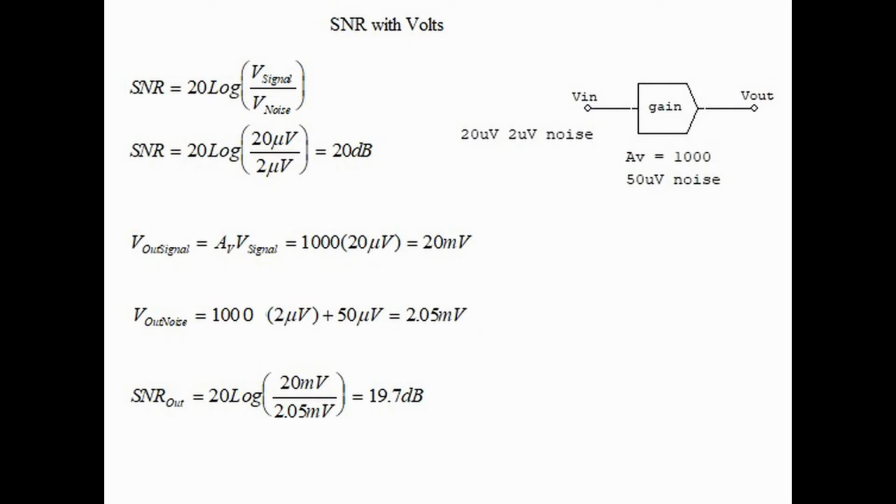The final signal to noise ratio then is 20 times the log of 20 millivolts divided by 2.05 millivolts, and that equals 19.7 decibels. This problem shows that we can measure signal to noise ratio using volts instead of power, and also that we can amplify a signal and somehow reject the noise.